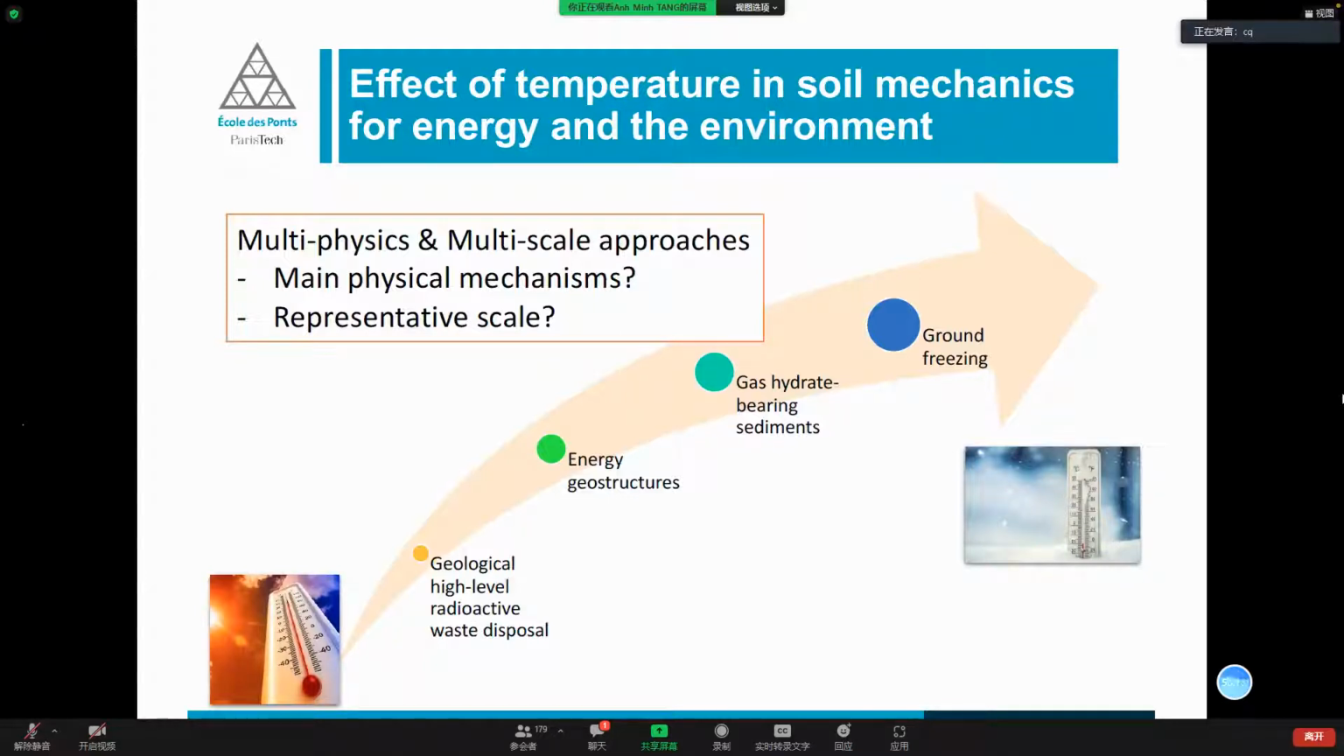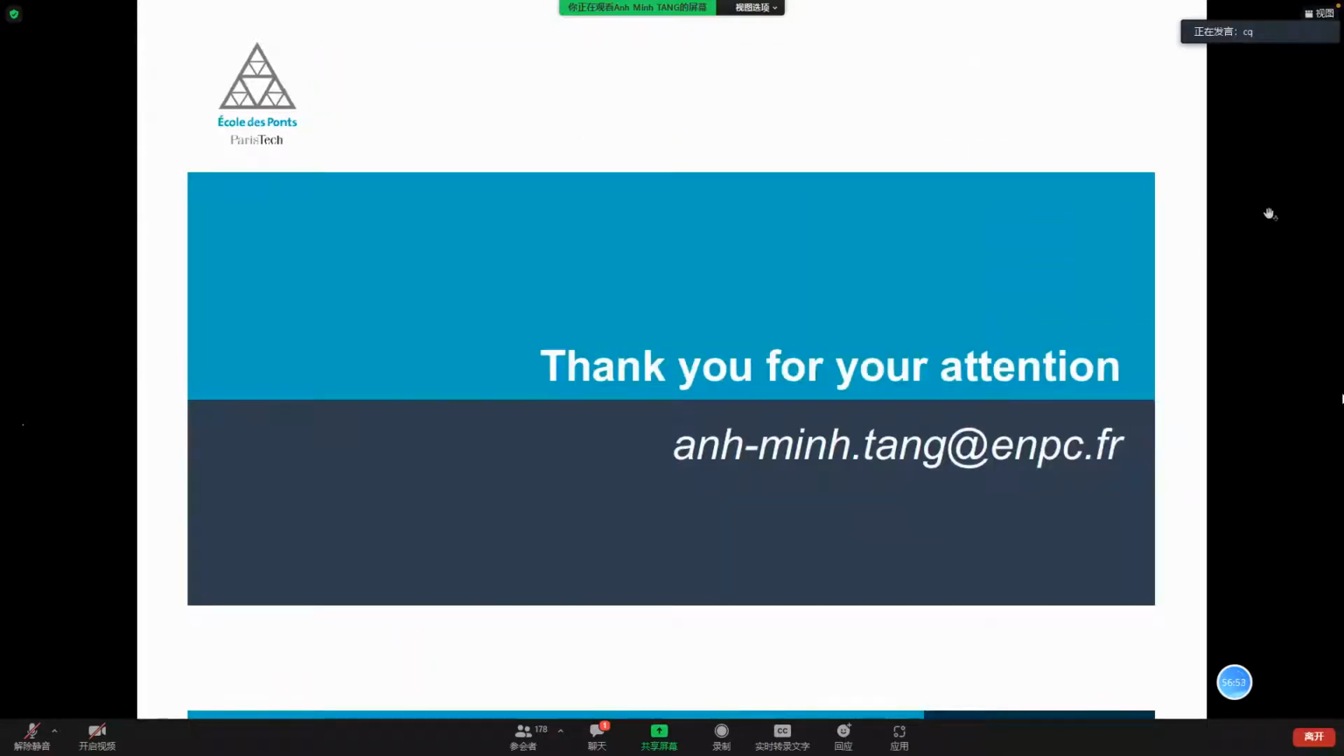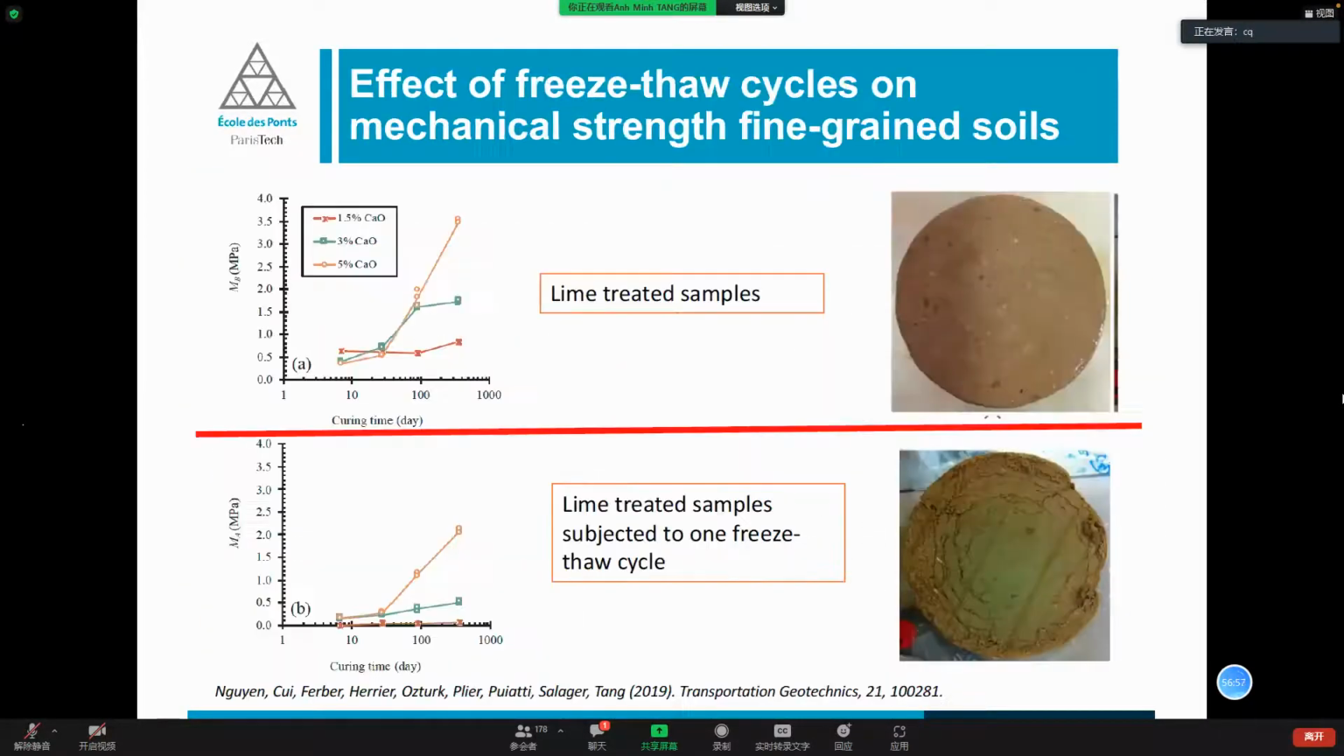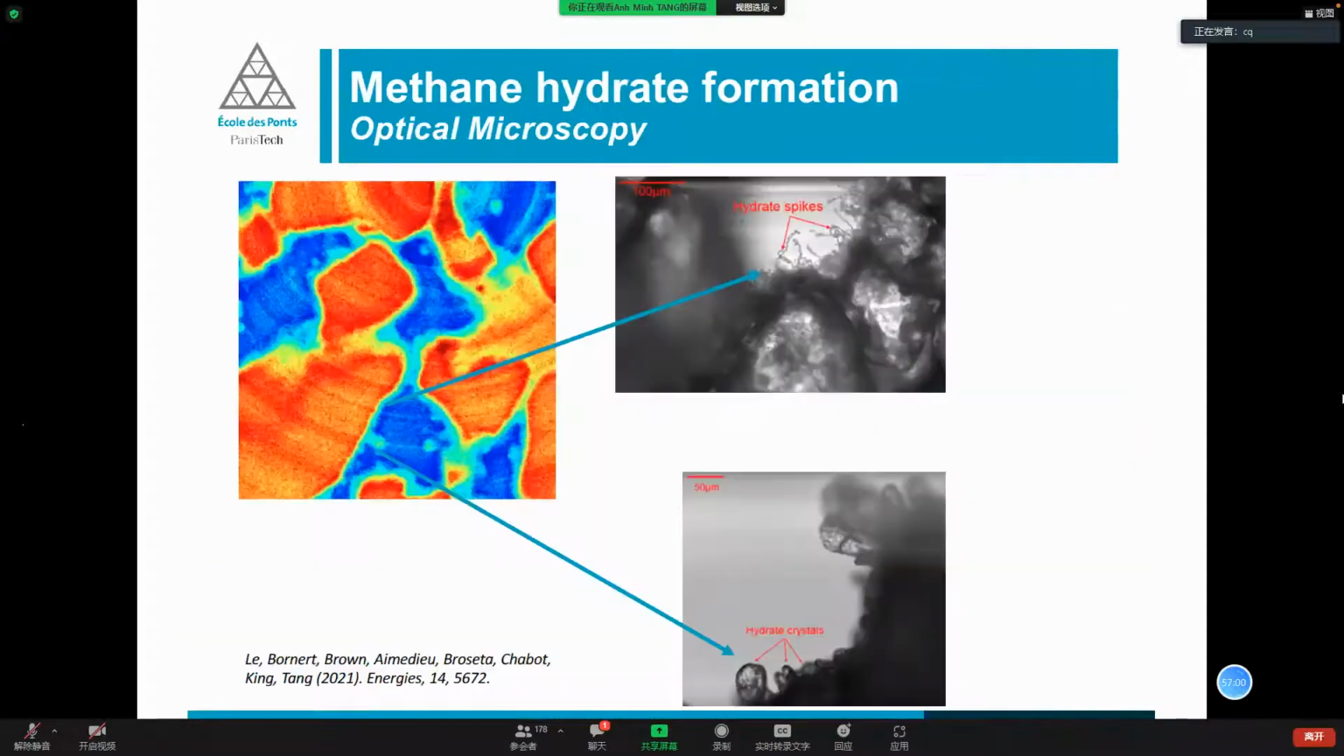Hello, Professor Tang. My name is Chen Qing from Nanjing University. Thank you for your excellent speech. I have one question. In the first part of your speech, you mentioned that during the heating test, you found that the temperature almost has no effect on the shear parameters, both the cohesion and the friction angle. But in your test, you also confirmed that heating results in thermal contraction. So I think if heating can result in thermal contraction, the cohesion is likely to be increased and the friction angle may be decreased, but it's different from your test results. Can you give us some explanation?